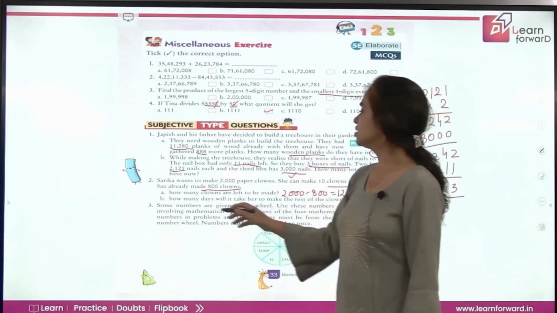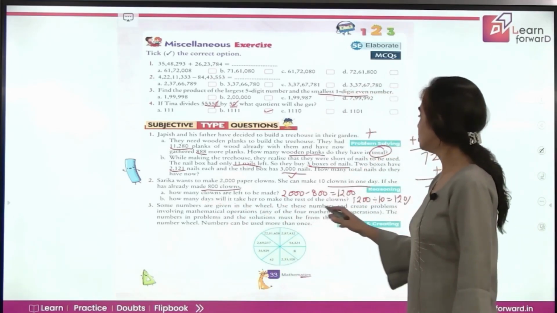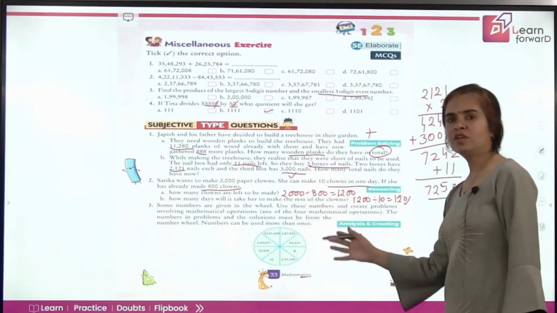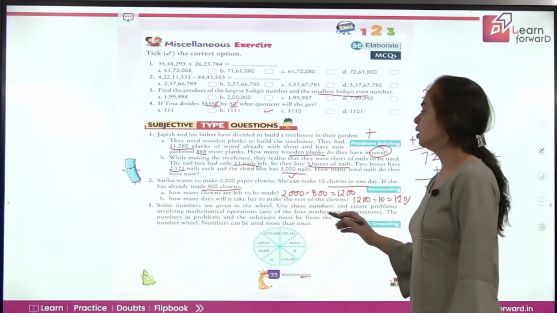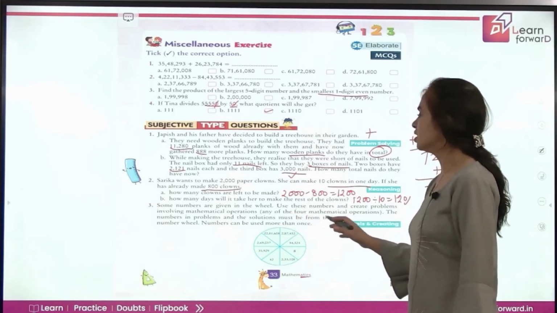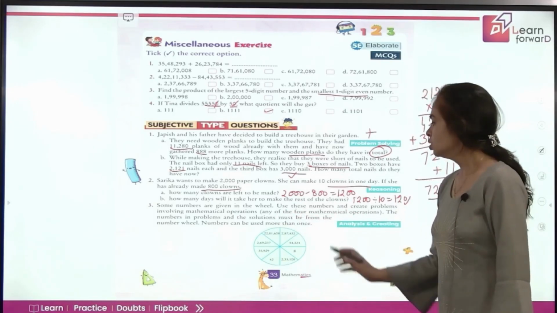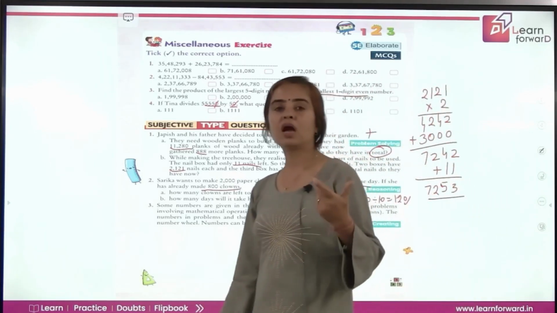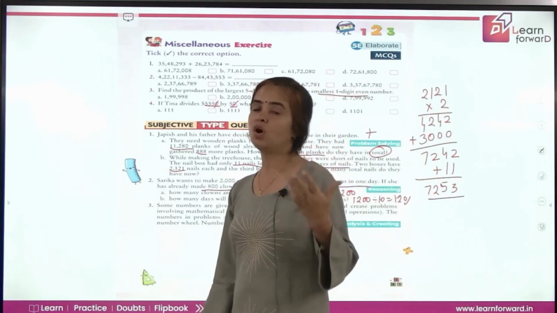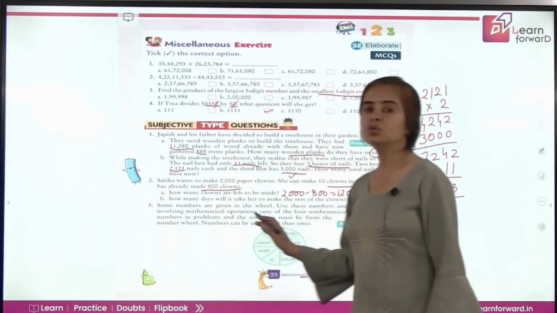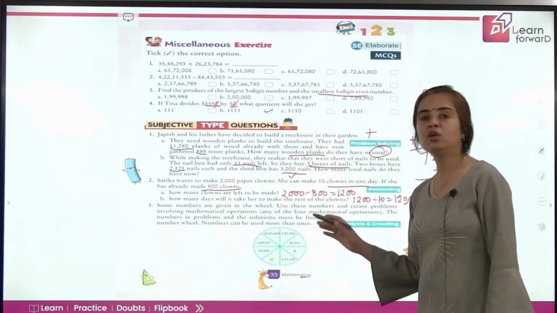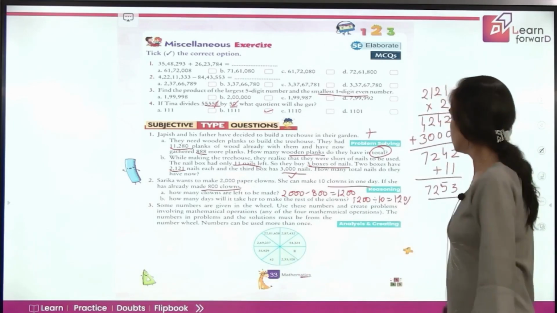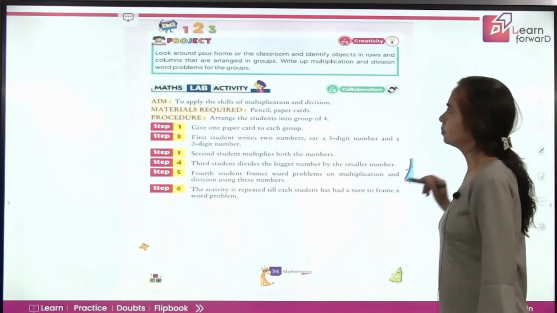Now in the next, some numbers are given in the wheel. Use these numbers and create problems involving mathematical operations. Any of the 4 operations you can use. The numbers in problems and the solutions must be from the number wheel only. So you will pick up the numbers that will either give you the sum, product, or difference, or the quotient, right? So choose the number of pairs and you will get the answer also in this wheel. Make your own word problems, children, and have fun.